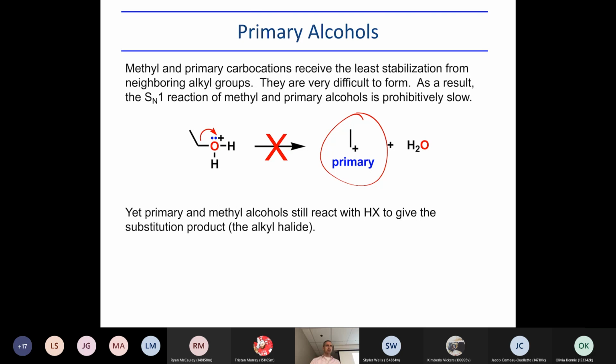But they still react, so there's a mechanism for these ones as well. It's not E1, it's not E2, it's not SN1. So what do you think it is? SN2, very good.